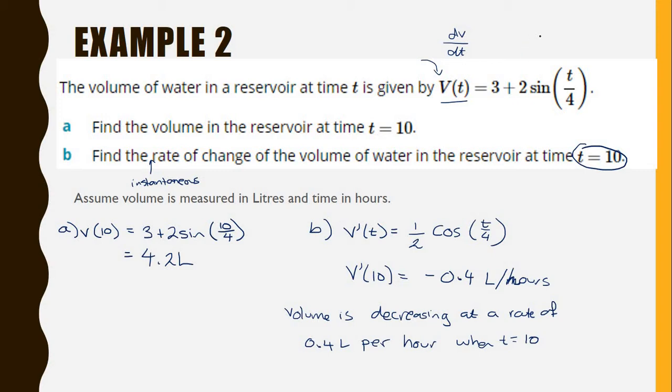So it's not always decreasing. Remember, our sine graph generally is periodic, so that means the volume of water is regularly increasing and decreasing. So at other times, it's going to be increasing. But this is what it is at the time when t equals 10.